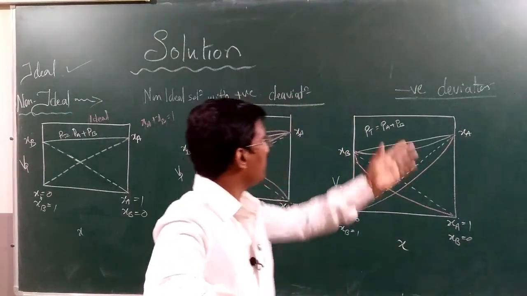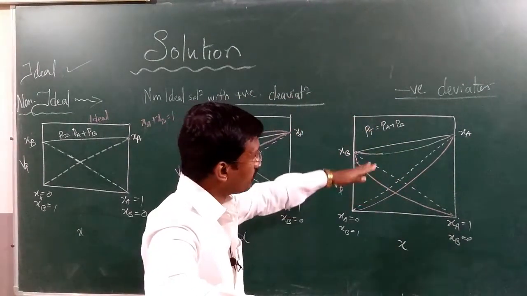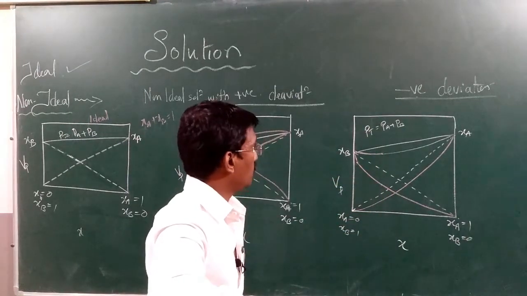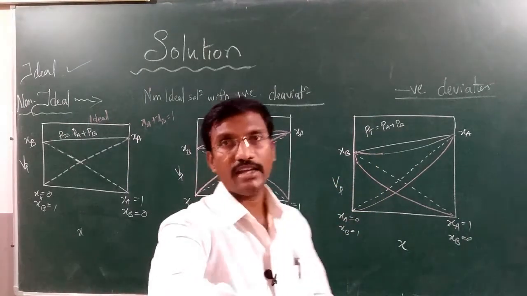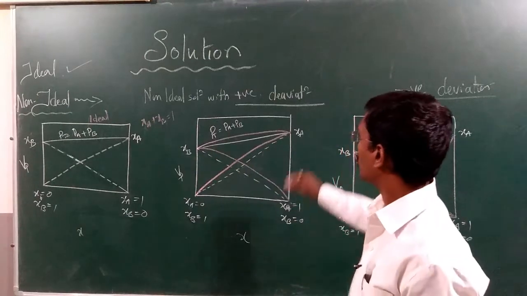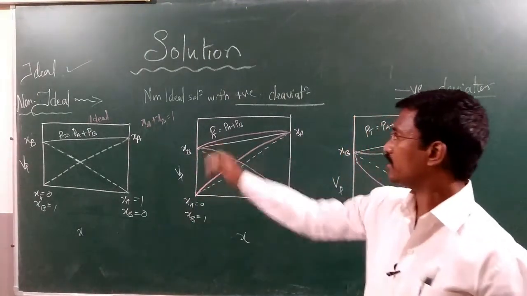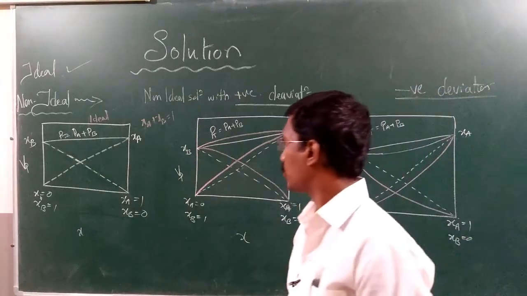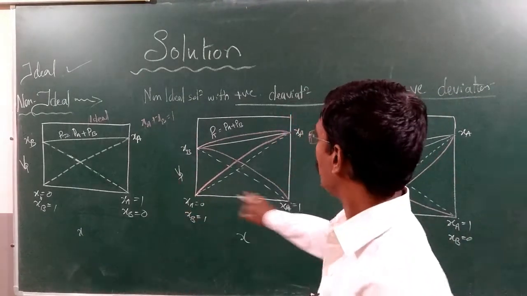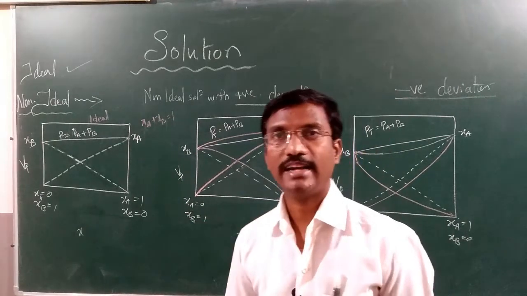So non-ideal with negative deviation means the graphs are coming below that ideal graph, and here positive deviations are nothing but the graphs are coming above the ideal graph, and here the ideal chances. I hope you can understand. By referring to this one, we can classify the ideal and non-ideal.